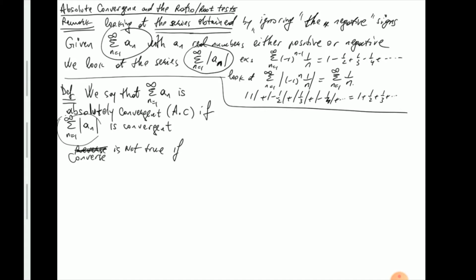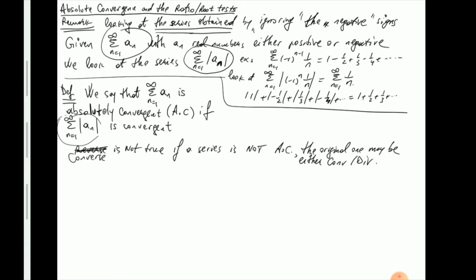If a series is not absolutely convergent, the original one may be either convergent or divergent. We just have to basically use different means to establish that.